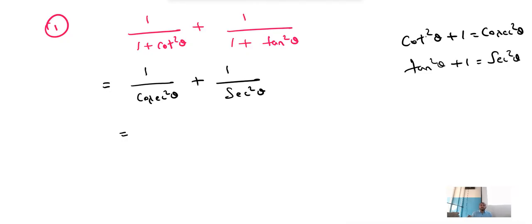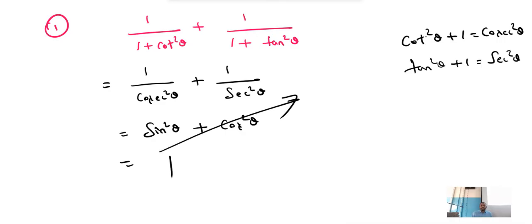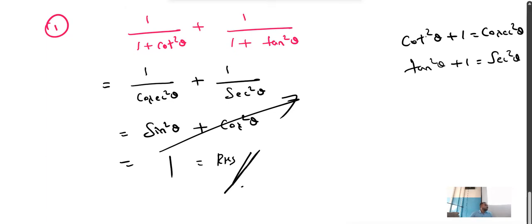Here 1 by cosecant square theta is sin square theta, plus 1 by secant theta is cos theta, so 1 by secant square theta is cos square theta. Sir said that sin square theta plus cos square theta is 1. So this is our RHS. Now what is the value of this question? It is 1. Any doubts? We know the identity, sin square theta plus cos square theta is equal to 1.